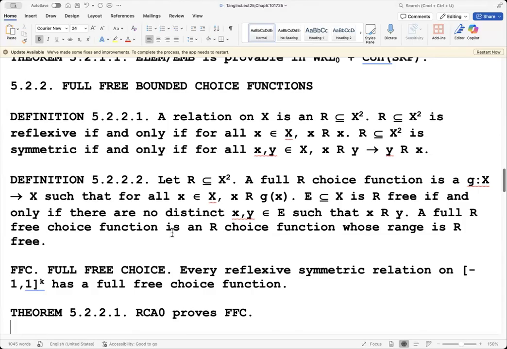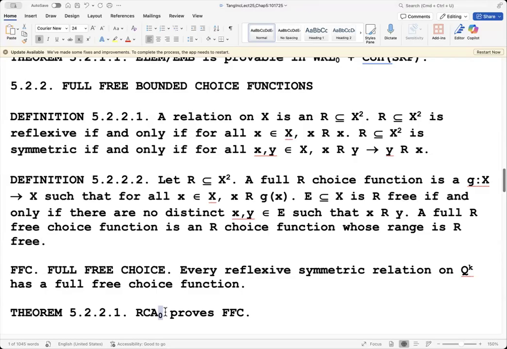Okay, so now we have the full free choice theorem. Every reflexive symmetric relation on, now why did I write this? This is wrong. On Q to the K has a full free choice function. I should say that this is true in any space capital X, but in general, you're not going to be able to prove it in RCA naught. You need Zorn's lemma. So there's a Zorn's lemma form of this. So this is provable in RCA naught.